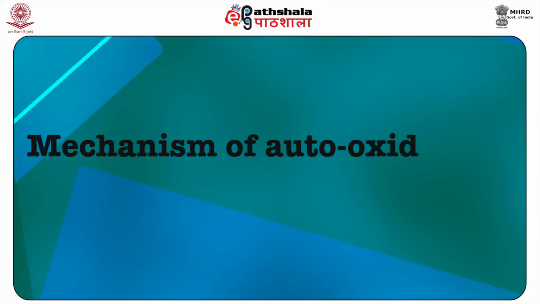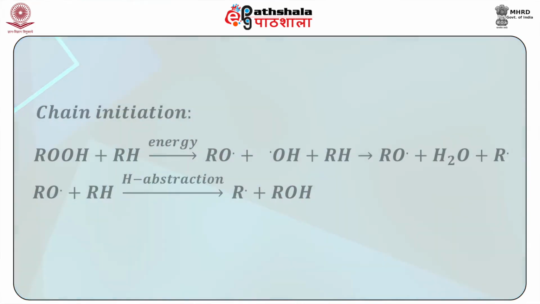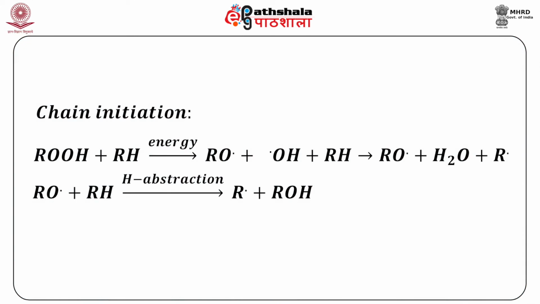Mechanism of auto-oxidation. Auto-oxidation is a free radical chain process. Such reactions can be divided into three stages: chain initiation, propagation, and finally the termination. In the initiation process, some event causes free radicals to be formed. For example, free radicals can be produced purposefully by the decomposition of radical initiators such as benzoyl peroxide.